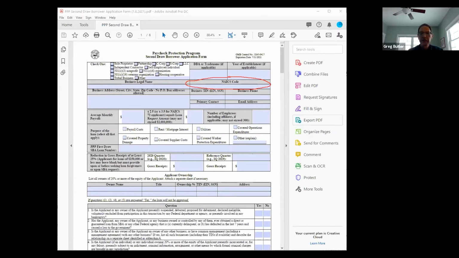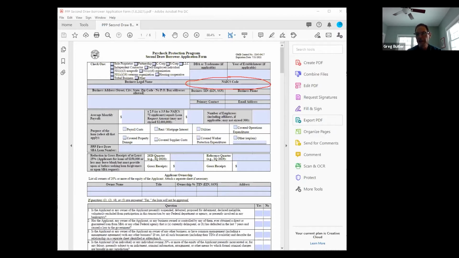Yeah, and even on draw one, it mattered a little bit in determining your number of employees. But this time around, Todd, it matters a lot more, because for companies that have a NAICS code that starts with a 72, their borrowing base is 3.5 times your monthly average instead of 2.5 times. So it can make a big difference.